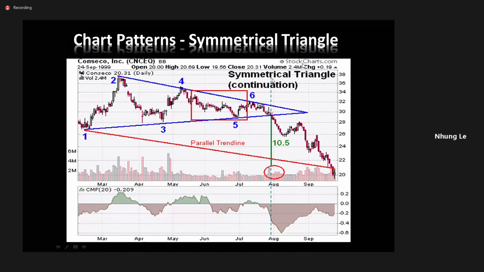And here another one, triangle. And very interesting here.